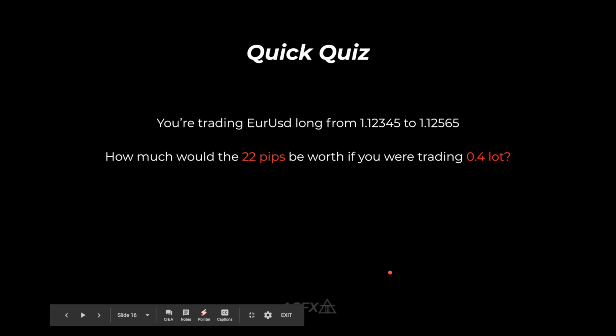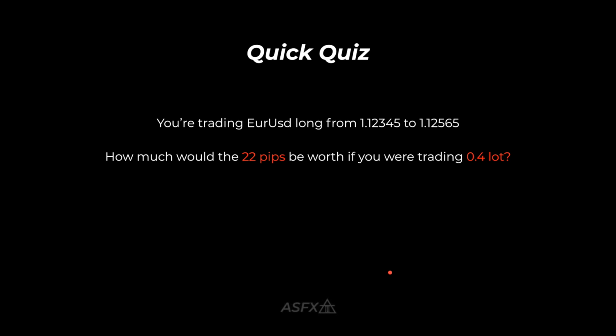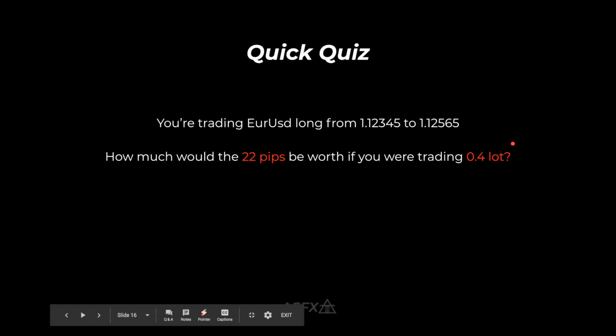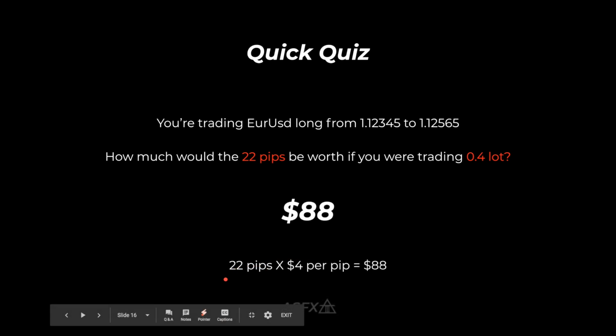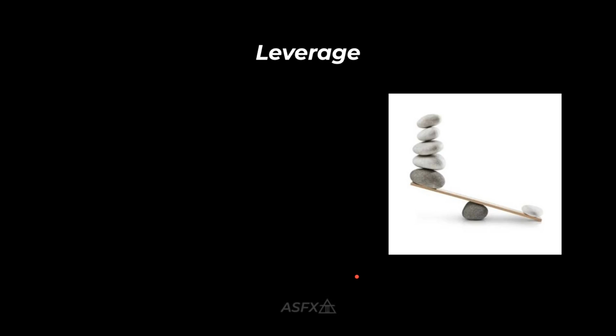Another question for you here. You're trading the same trade, the same 22 pips, but now, instead of a standard lot, you're trading 0.4 of a lot. How much would that trade be worth? $88. Why? 22 pips times $4 per pip, 0.4 lot, is $88. All right? Good. Let's keep moving.